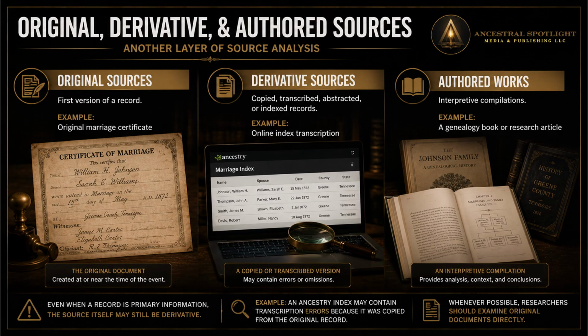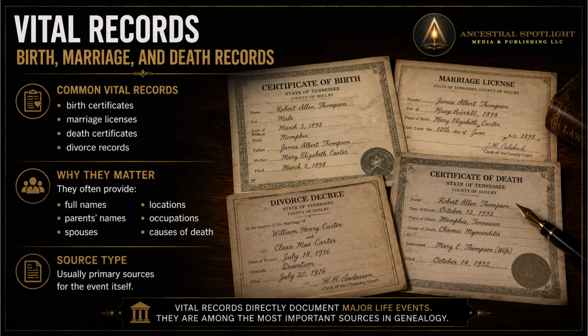Even when a record is primary information, the source itself may still be derivative. For example, an Ancestry index may contain transcription errors because it was copied from the original record. Whenever possible, researchers should examine original documents directly. Vital records are among the most important genealogical records because they directly document major life events. However, some information may still be secondary. For example, a death certificate may accurately record a death date but incorrectly list the deceased person's parents, because the informant did not know who they were.